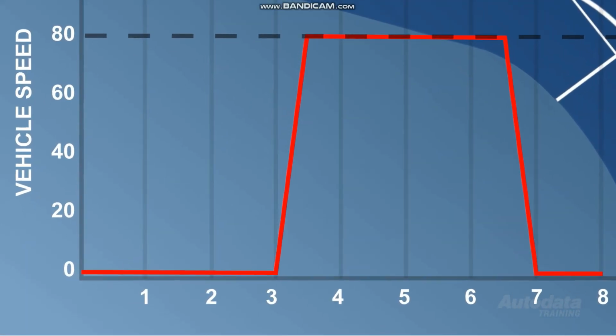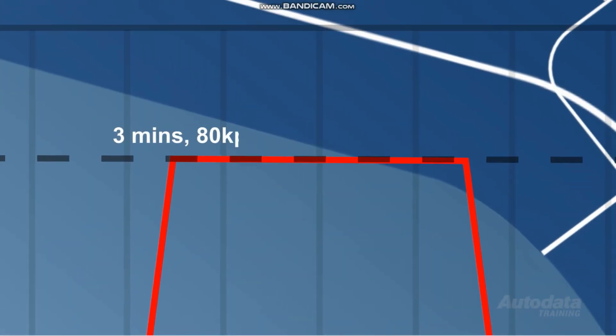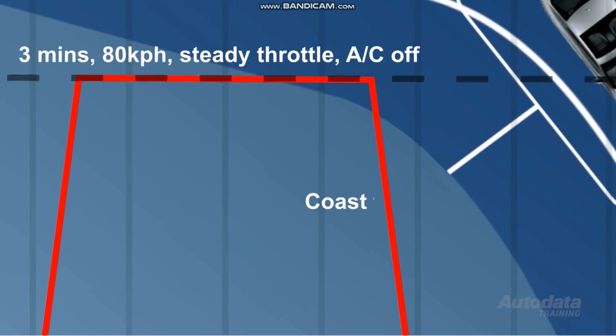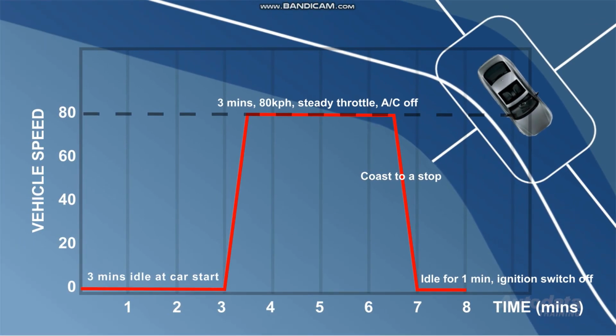For a readiness monitor to complete, different parameters must be met. Each different drive cycle is designed to meet a specific set of parameters for a specific type of fault. Bear in mind that there is not one drive cycle that covers all faults. The appropriate drive cycle must be selected for the fault you are dealing with.